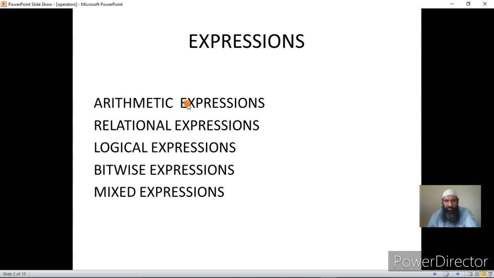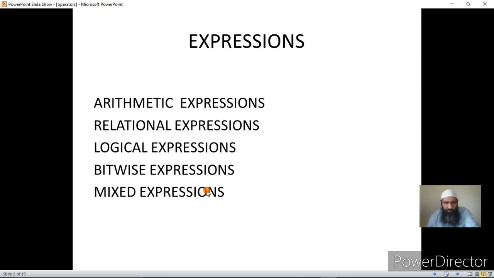Now arithmetic expressions specifically use arithmetic operators. Relational expressions specifically use relational operators, and no other operator is used in these expressions. Then logical expressions specifically use relational operators and logical operators, that is and, or, and not, to combine the relational expressions. Then bitwise expressions specifically use bitwise operators only to form the expressions. Mixed expressions can have all these operators combined according to the rules of syntax, and those expressions can be formed.